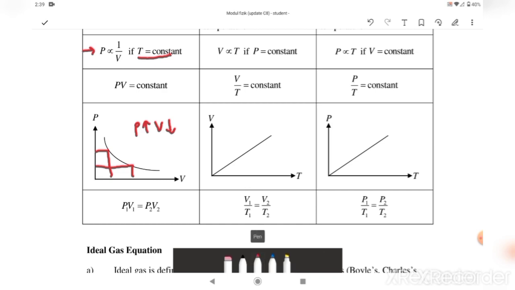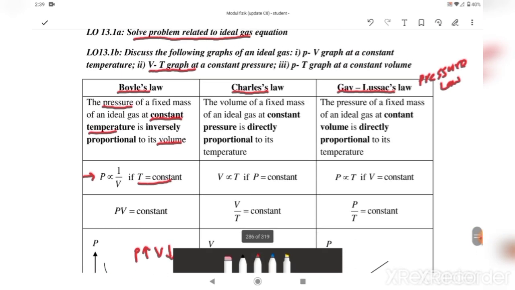Okay, let's look at the second one, which is Charles' law. Charles' law states that the volume of a fixed mass of an ideal gas at constant pressure is directly proportional to its temperature. So mathematically, we can write it like this: volume is directly proportional to temperature if P is constant, pressure constant. Or we can also write it like this: V over T is equal to constant.